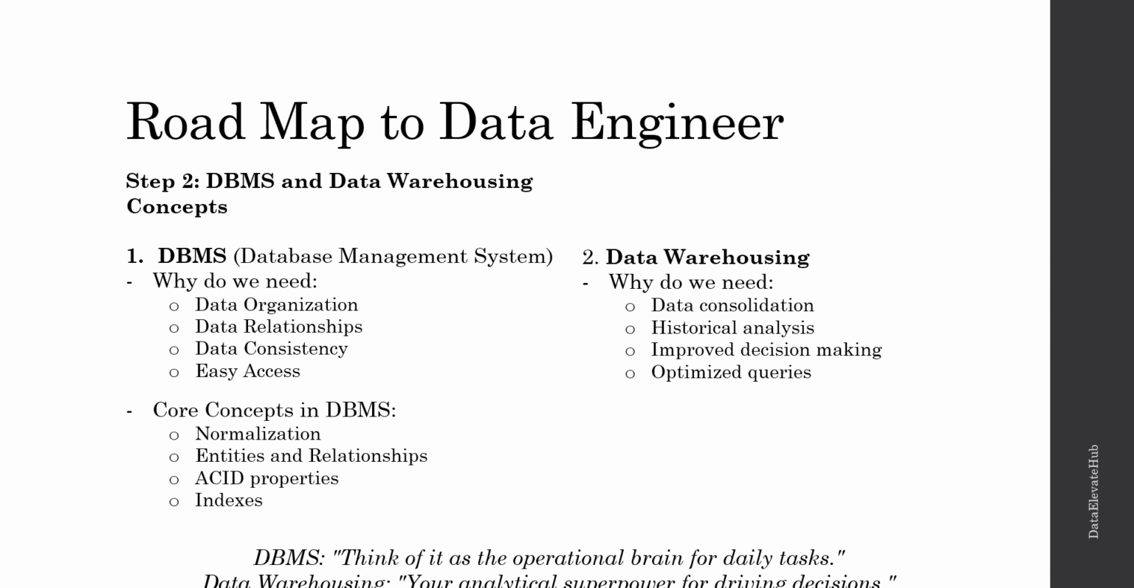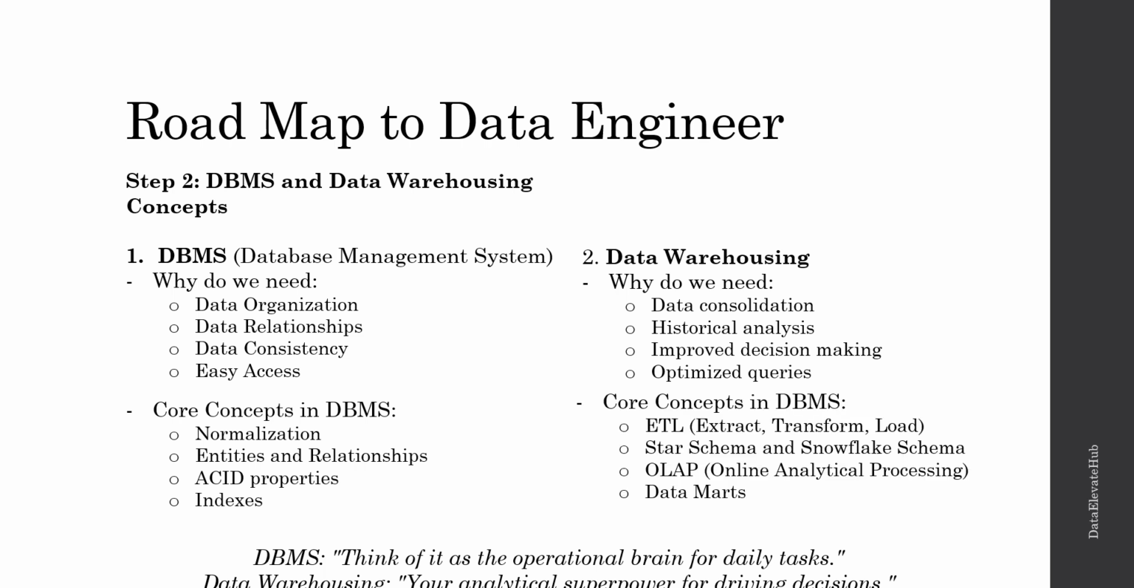Data consolidation first. It combines the data from the different systems into one source of truth. Next, historical analysis. It stores the historical data for long-term trend analysis, and it enables efficient reporting and data visualization, so it's for improved decision making, and it is optimized for queries. Unlike a DBMS, it depends on heavy read operations like BI reporting. And next, core concepts in data warehousing.